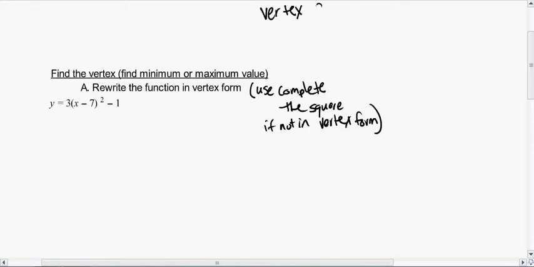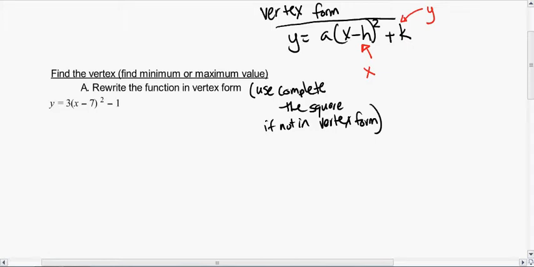Vertex form. Y equals a times x minus h squared plus k. And you probably remember from an earlier video, the h and the k are your vertex's coordinates. The h is the x coordinate and the k is the y coordinate. So there it is, vertex form. And if your function is in vertex form, then it's really easy to see what the vertex has to be.